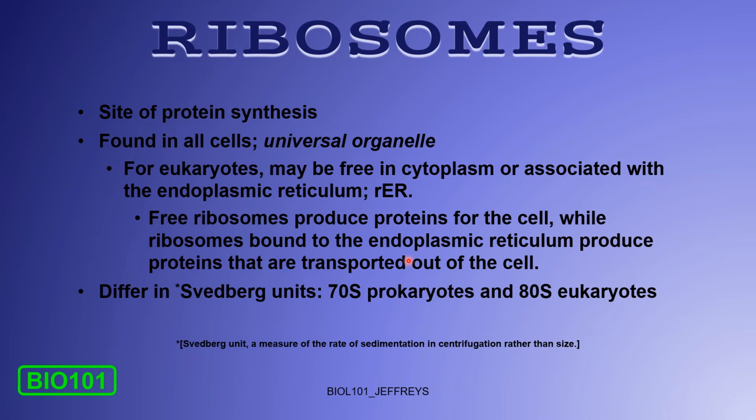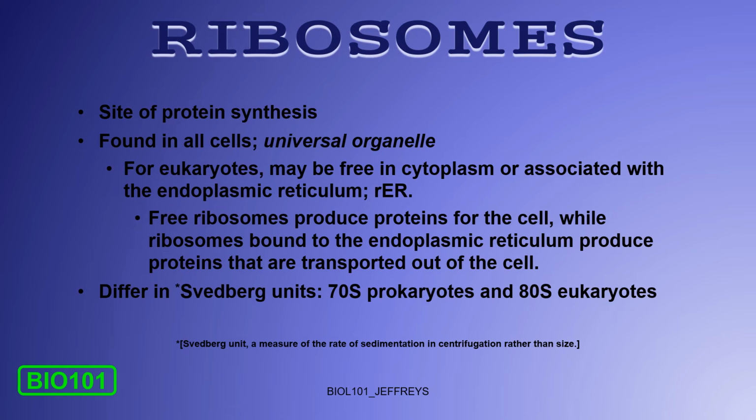we'll see the diagram, they're attached to the endoplasmic reticulum. We call it the rough endoplasmic reticulum, or rough ER, because those little ribosomes provide a sort of rough texture to the otherwise smooth membrane of the ER. Okay, those ribosomes that are attached to the rough ER produce proteins that are transported out of the cell. And we'll look at that process. You don't have to worry about the fact that the parts of the ribosome differ in Svedberg units, but prokaryotes have a 70S ribosome, eukaryotes have an 80S ribosome.